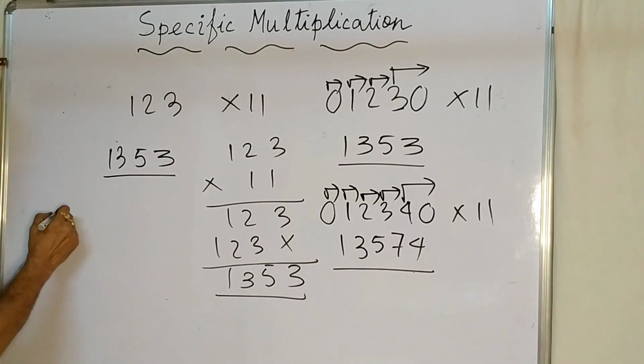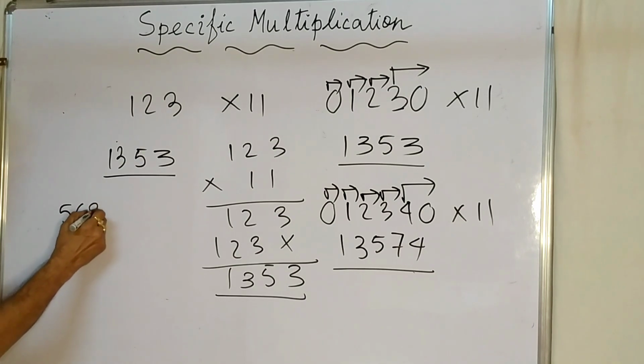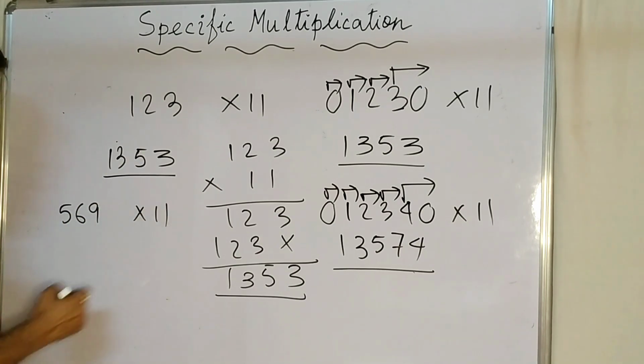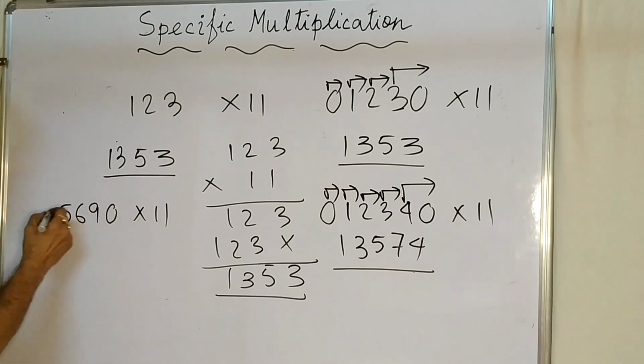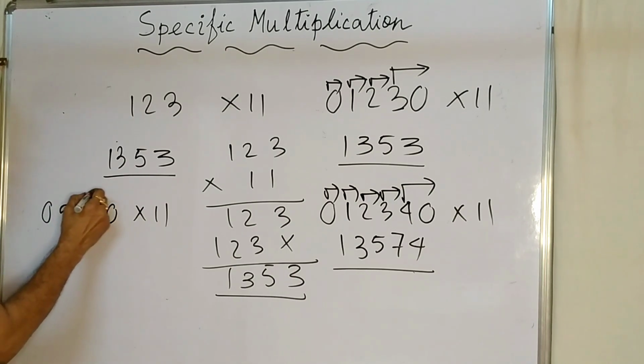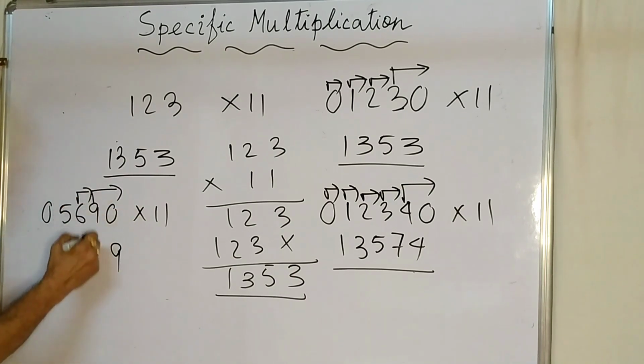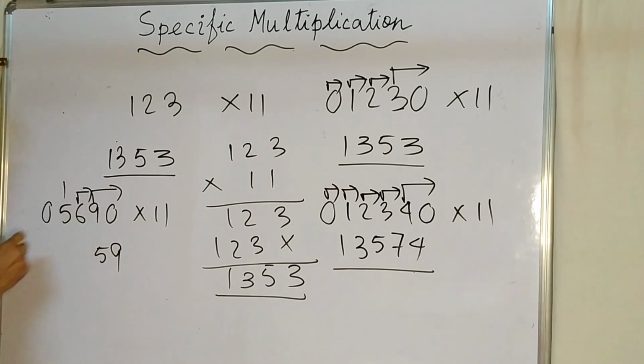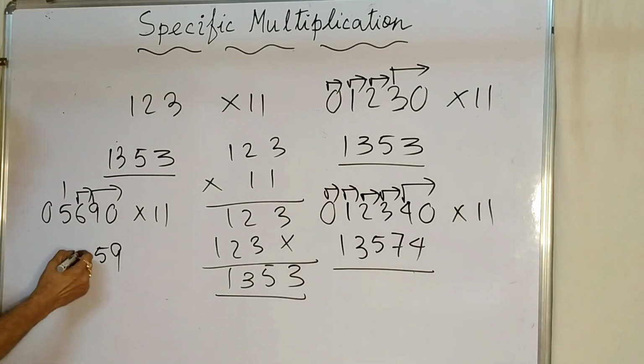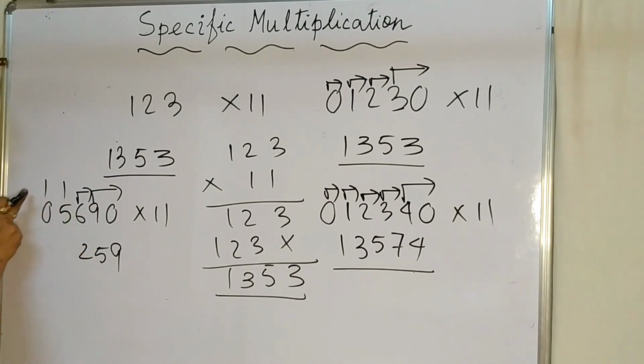Say 5, 6, 9 multiplied by 11. I put 1 zero here, I put 1 zero here. 9 plus 0 is a 9. 6 plus 9 is a 15, 5 carry 1. So 5 plus 1, 6. 6 plus 6, 12. Again carry 1. 1 plus 5 is a 6. So your answer 6, 2, 5, 9.